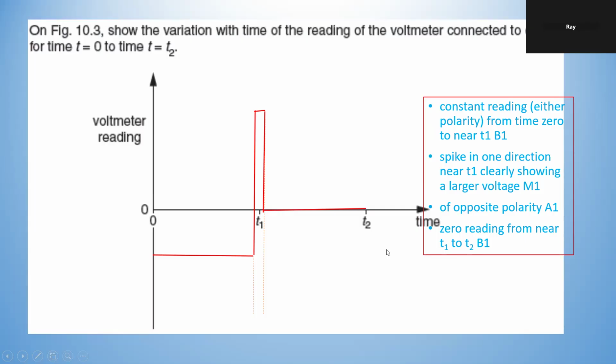How do they give the marks? Constant reading, either polarity, it can be positive, can be negative, doesn't matter. Constant reading from time 0 to t1. Spike in direction at t1, very thin, showing a large voltage. This one must be greater than that one. Opposite polarity, another mark. And zero reading from here.